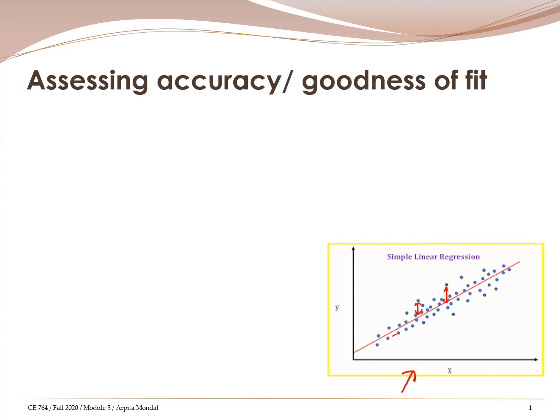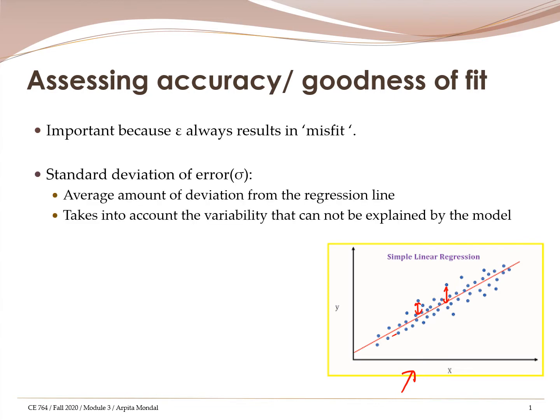These distances of the points from the straight line are what we have been calling residuals, the epsilons. Because of these epsilons, some amount of misfit will always be there. In a cumulative sense, if I can measure all these misfit values, then the standard deviation of these epsilon i's will tell us how good the model is. So, the standard deviation of the error term, which we have been denoting by the symbol sigma.